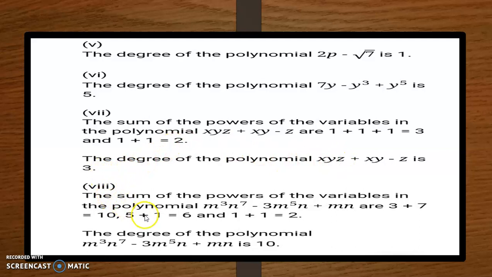Eighth one, the polynomial given is m cube n raised to 7 minus 3m raised to 5 n plus mn. So we'll add up the indices: 3 plus 7, 10. Here it is 5 plus 1, 6. Here it is 1 plus 1, 2. So the highest sum is 3 plus 7, that is 10. So the degree of the given polynomial is 10.